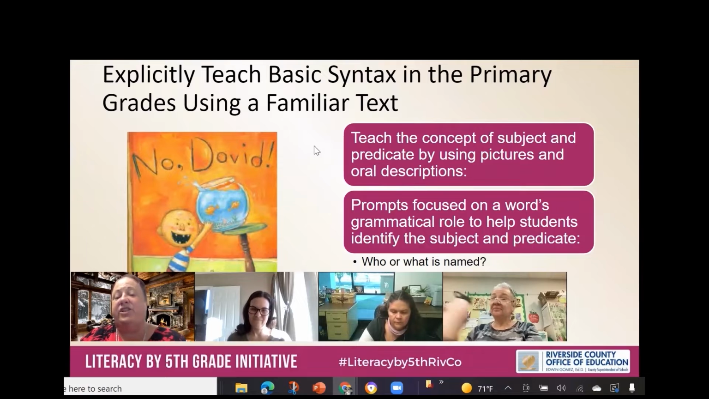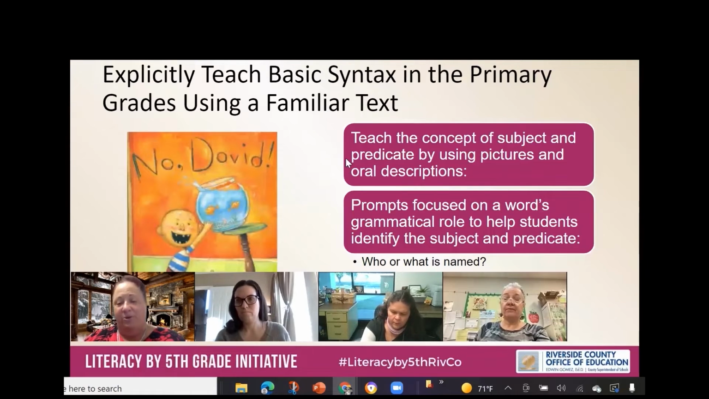So this starts all orally. We just start with teaching them the concept of a subject and a predicate. Like there's a who and a what, and doing that with all of our text. So constantly prompting them to look at the word or listen to the word, as they're learning how to read, and what role it plays.